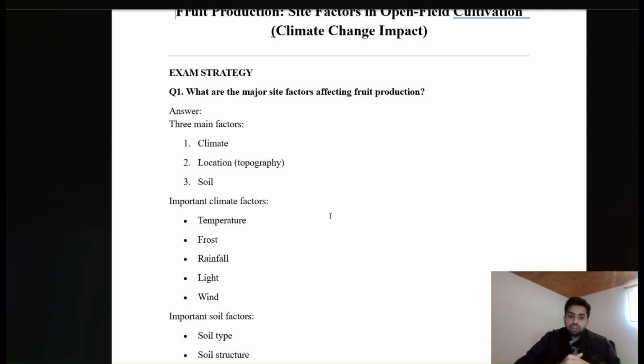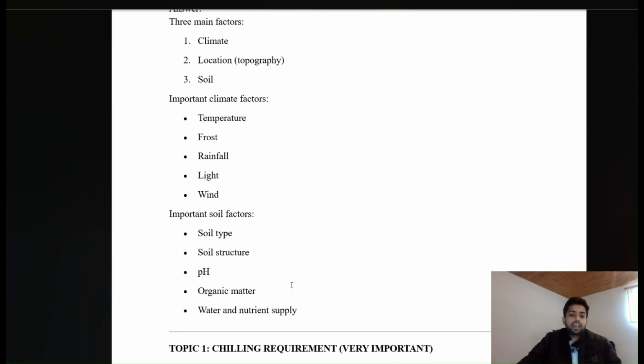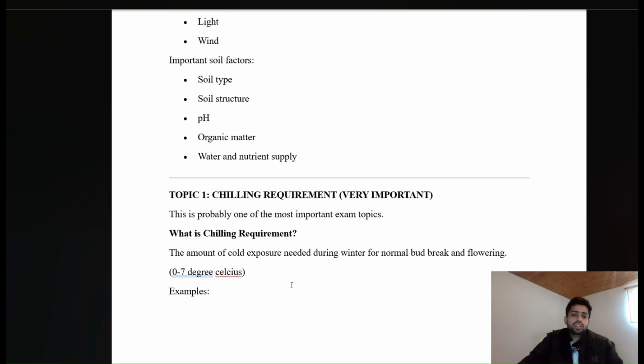In the climate you can write temperature, frost, rainfall, light, and wind. And for the soil factors, you can say soil type, soil structure, pH, organic matter, and water and nutrient supply. Okay, so this is the very basic thing.